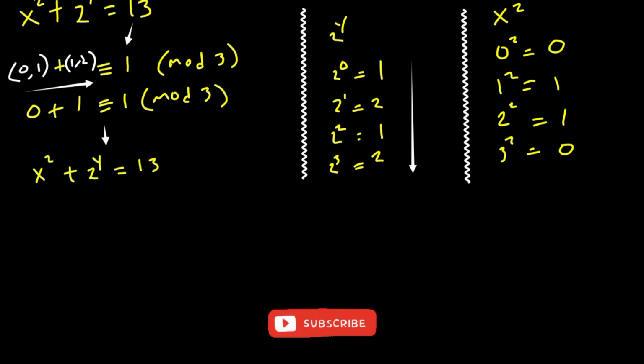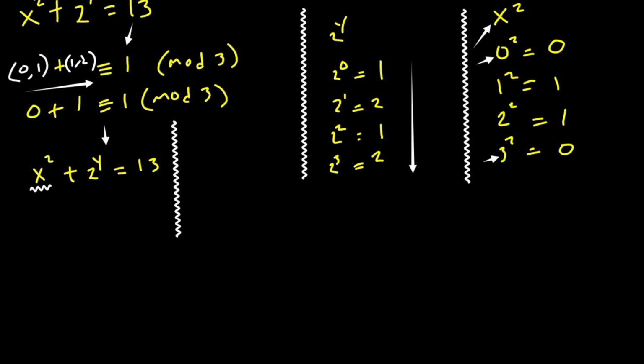So now we'll come back to the right hand side. What are the values of x that give us a remainder of 0? The value of x is when x equals 0. But when we look at our equation, x cannot be equal to 0, because when x equals 0, we have 0 plus 2 to the power of y, and no integer y can give us 13. Therefore, 0 is wrong. That means the next value is when x equals 3. Therefore, x equals 3 is one possible solution.